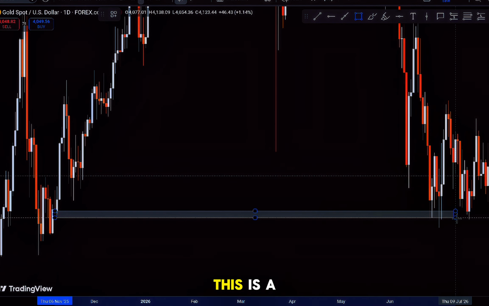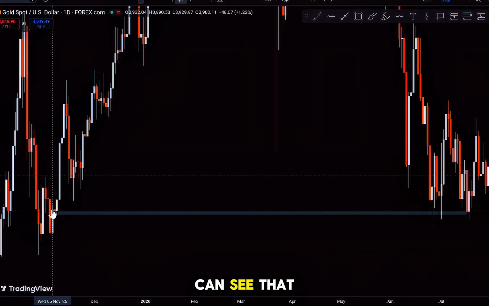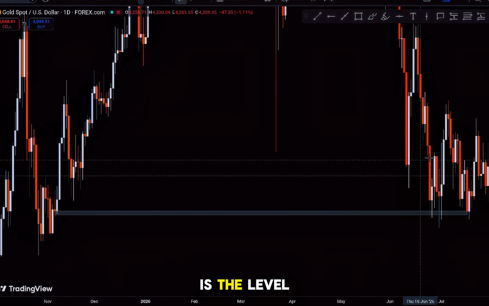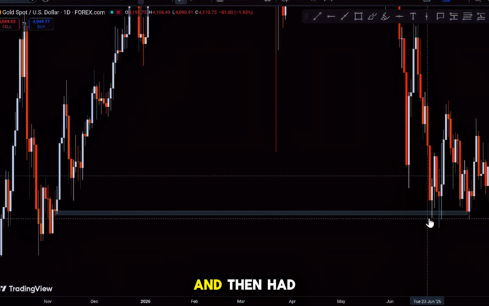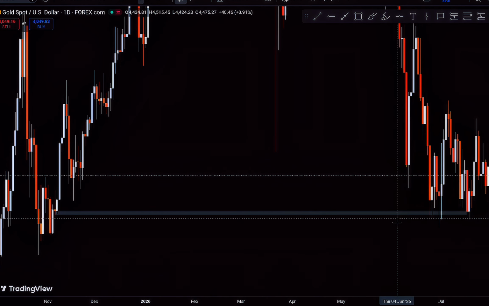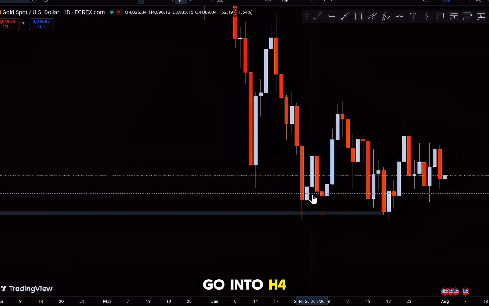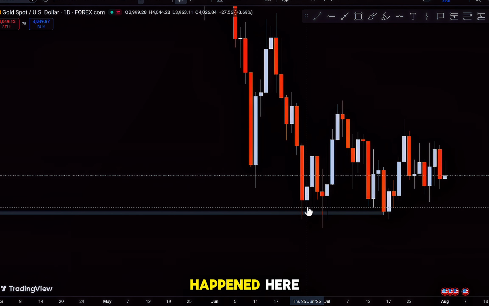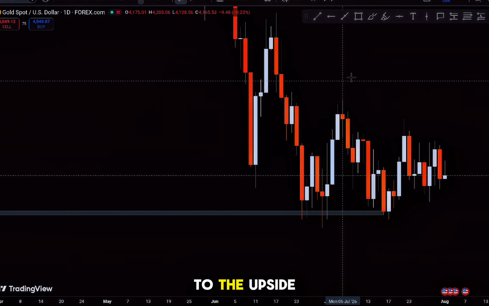Okay, so let's focus on a buy setup right now, and let's focus on this level here. This is a daily level. We can see that this daily level is the level that market came here and then had this rejection and then this second rejection here. So we want to go into H4 to understand what happened here before market flew to the upside.